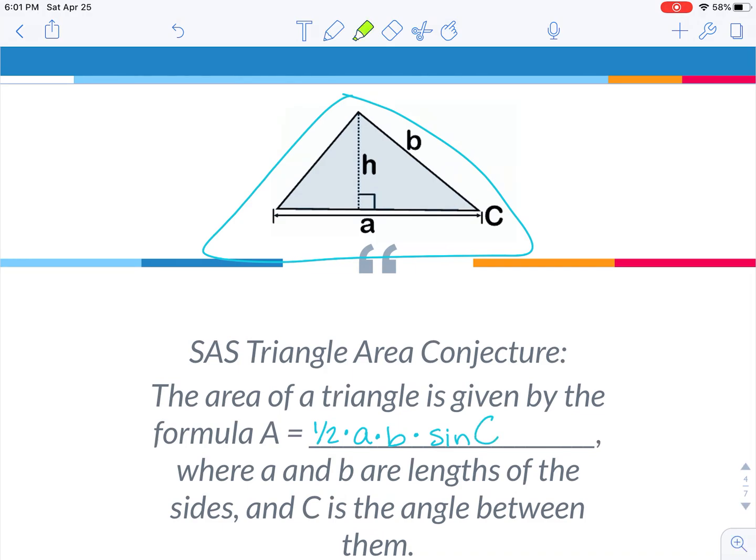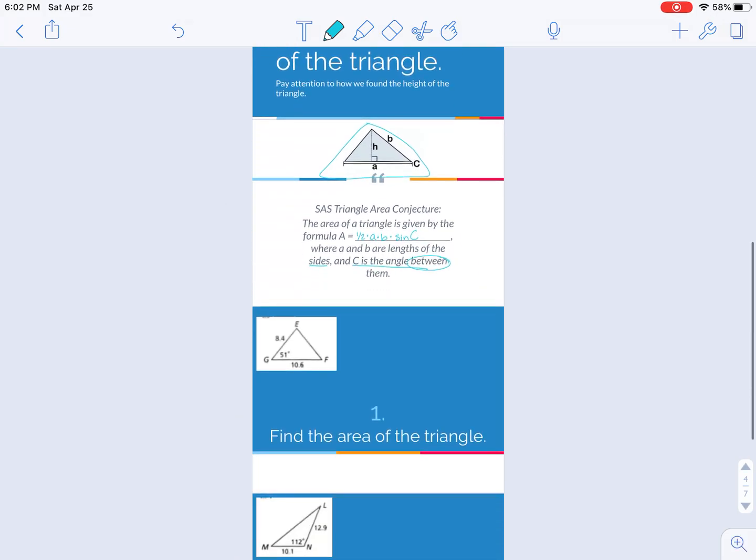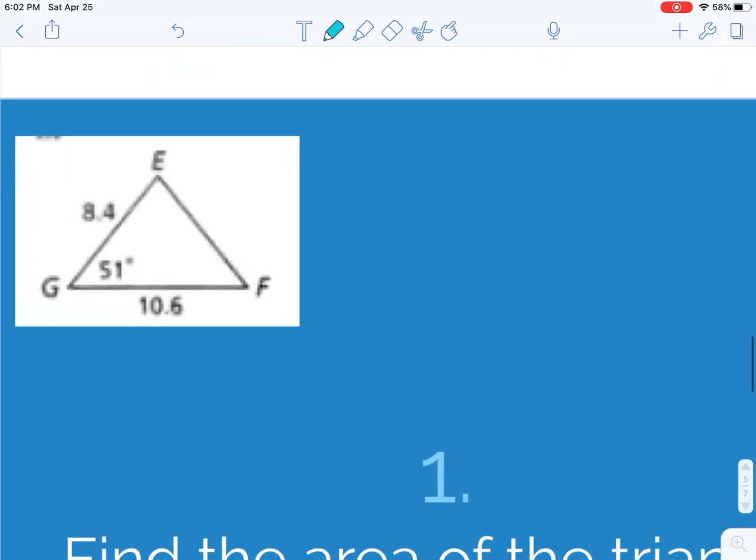We always use lowercase to indicate sides and uppercase to indicate angles, especially when you're using angle C. Make it really, really big so it's obvious it's an angle. So A and B are the lengths of sides. C is the angle. It has to be between them. So we're going to do some practice with this.